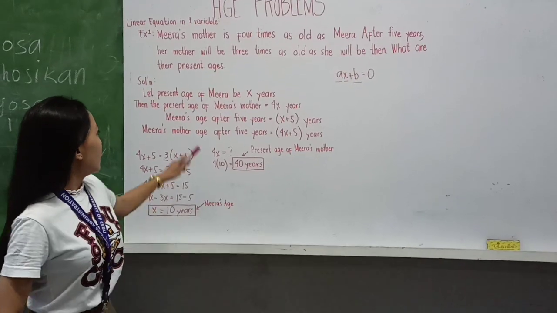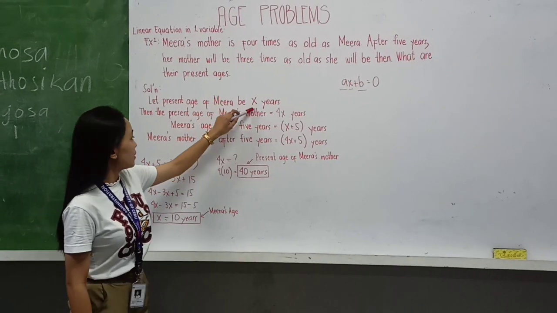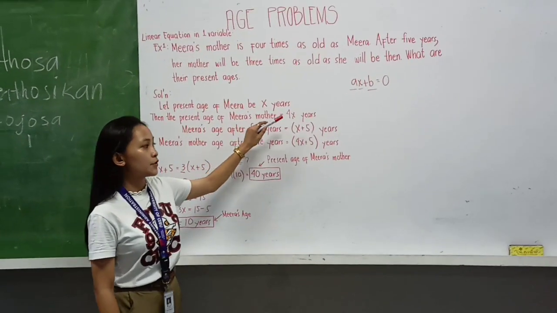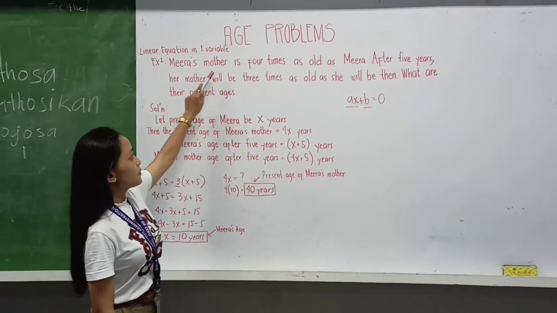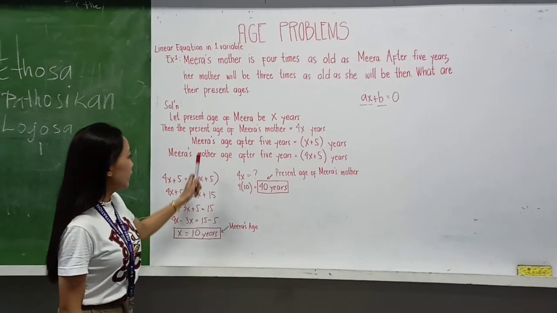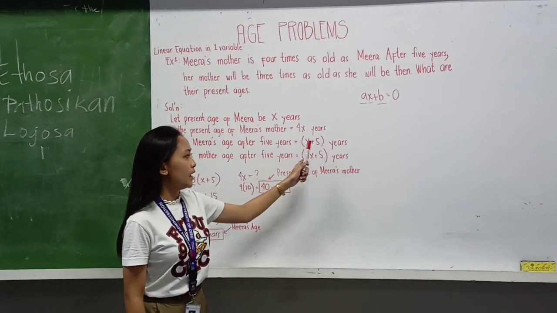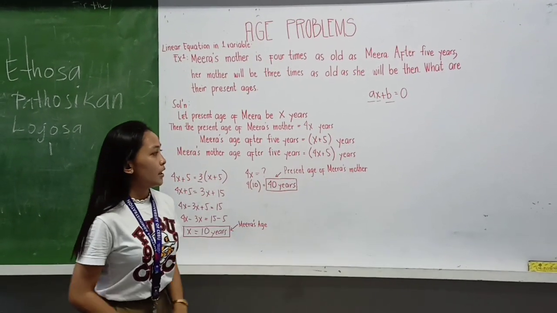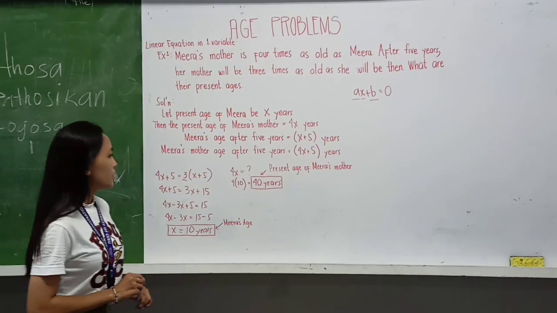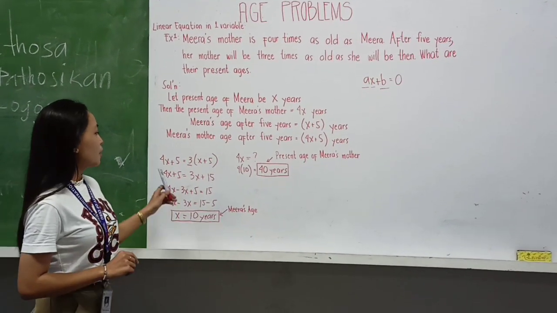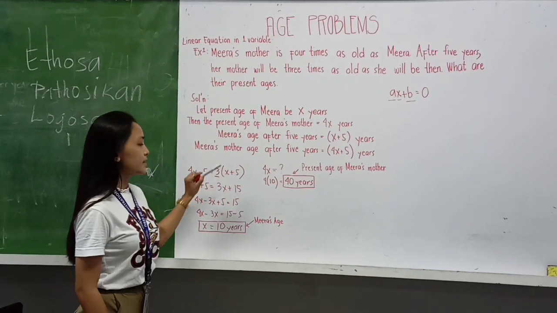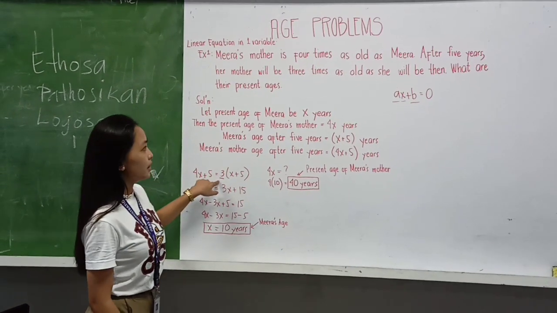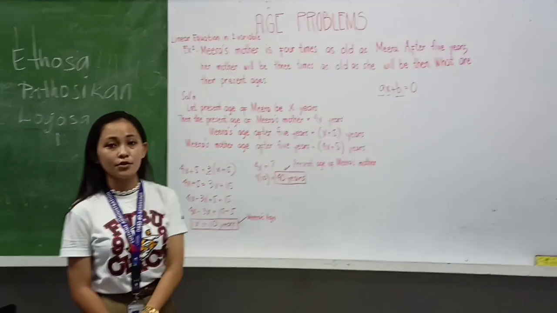As for the solution, let Mira's present age be x years, and then the present age of Mira's mother is 4x years, because Mira's mother is 4 times as old as she. After 5 years, Mira's age will become x plus 5, and her mother's age will become 4x plus 5, because it is their age after 5 years. So by the given condition, we will have 4x plus 5 equals 3 times the quantity x plus 5. We get the 3 because after 5 years, her mother will be 3 times as old as she.